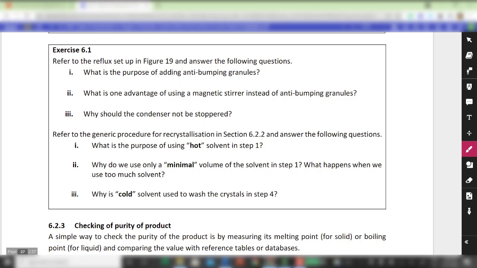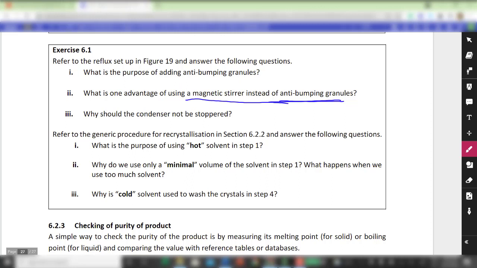Then what's the advantage of using a magnetic stirrer instead of the anti-bumping granules? If you use a magnetic stirrer, which involves a magnetic stirring bar, you can easily remove the bar. But anti-bumping granules will still stay around as solid. So it could be hard to remove, especially in the purification stage. You don't want them to affect the purity of your compound. And then why should the condenser not be stoppered? You want the pressure to be at atmospheric pressure. You don't want the pressure to build up inside because you are heating, and it's actually quite dangerous.